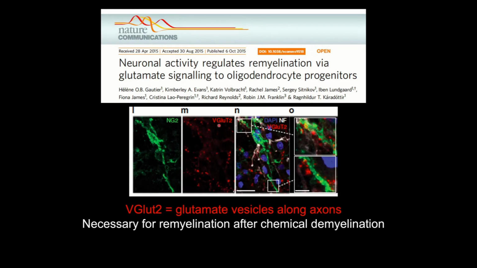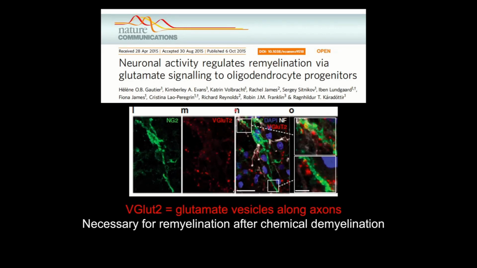So V-GLUT2 is a glutamate transporter, and this is indicative of an area where an axon is going to release its glutamate. And this paper went on to show that after demyelination, this association between NG2 cells and V-GLUT puncta increases, that if you stimulate the axons, they release glutamate, that the OPCs respond to the glutamate, the OPCs express AMPA receptors, and that this can then lead to increased myelination in this demyelinated model. And if they block the glutamate release, it reduced the remyelination.